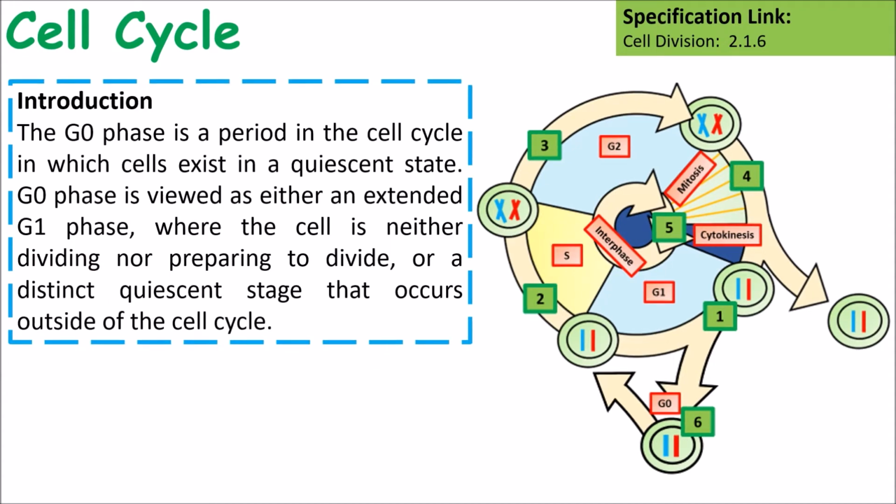The G0 phase is a period in the cell cycle in which the cell exists in a quiescent state. That's a state where it's not dividing. The G0 phase is viewed either as an extended G1 phase, where the cell is neither dividing nor preparing to divide, or just as a distinct quiescent stage that occurs outside of the cell cycle.